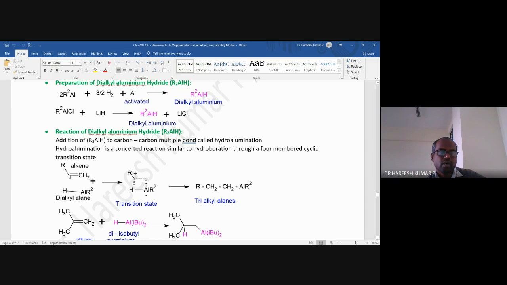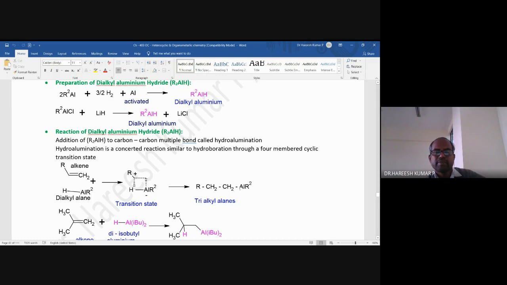This should be the more substituted one, but since it is aluminum, it is a bulky one, it cannot add to this more substituted carbon. It will add to the less hindered carbon. So that is the reason we can say the stereoselectivity, regioselectivity. So the product obtained is this.